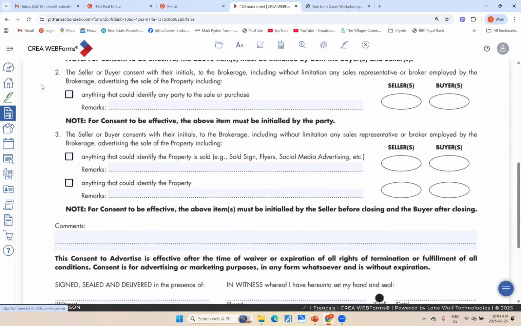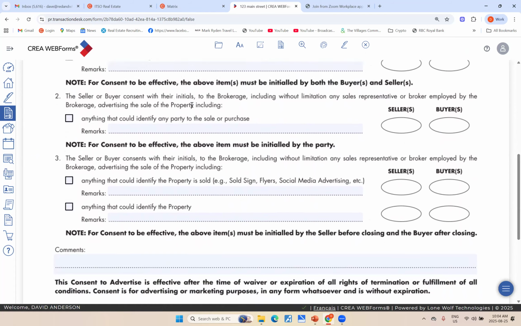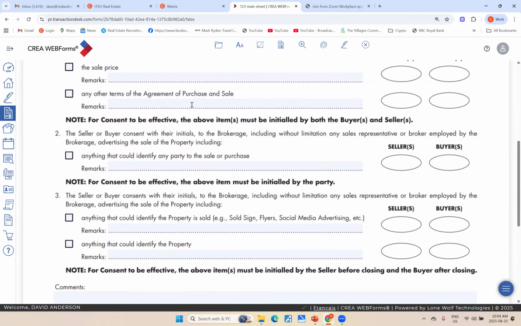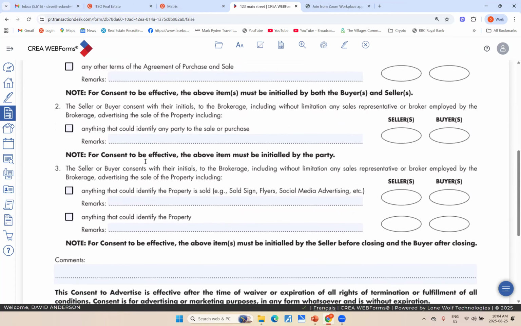Part two, the seller or buyer consent with initials to the brokerage, including without limitation any sales representative or broker employed by the brokerage advertising the sale of the property, including anything that could identify any party to the sale or purchase. So if you say, congratulations to John Doe and Jane Doe on the sale of their property, you could get in trouble unless you've got consent to do that. So that's part two.